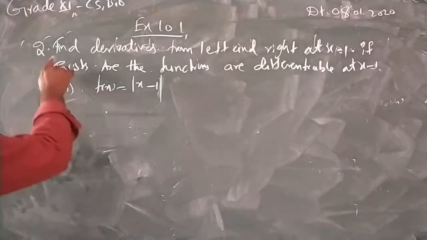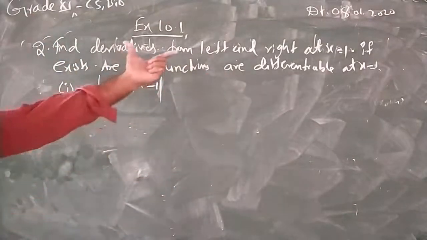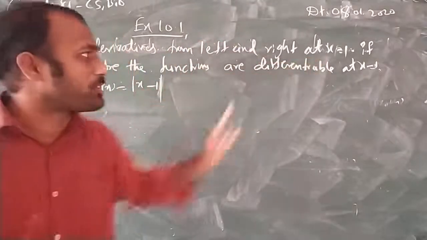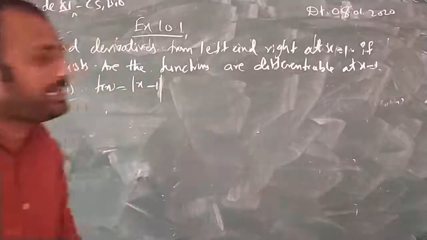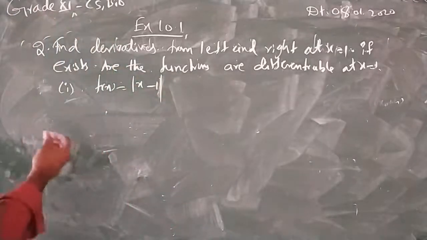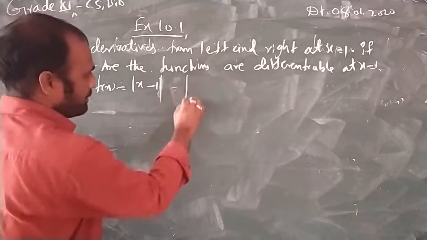Let us see the second question. Find the derivatives from left and right. So we need to find out the left hand derivative and right hand derivative at x equals 1. If they exist, we need to say whether the function is differentiable or not. He has given some modulus function, so that modulus function we will replace.